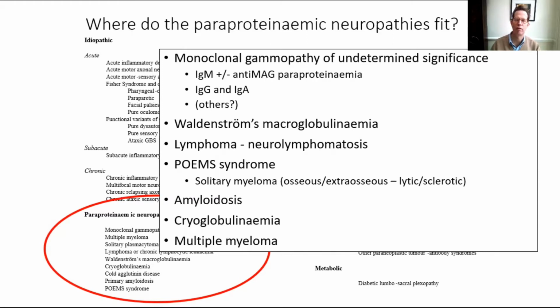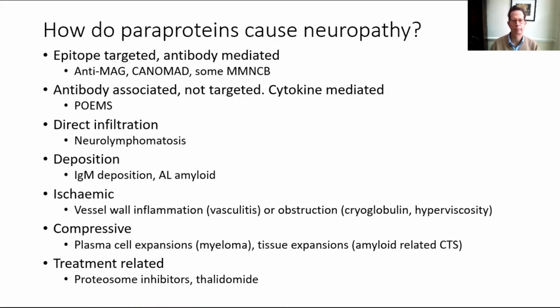Neurolymphomatosis, an invasion of the nerve with lymphoplasmacytic lymphoma, is very uncommon. POEMS syndrome we'll talk about. Amyloidosis from light chain or even heavy chain deposition, cryoglobulins, and rarely multiple myeloma are all associated with neuropathies.